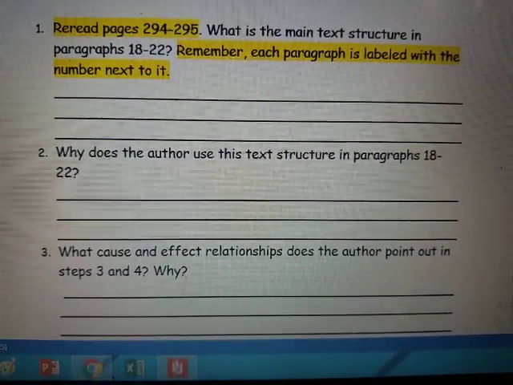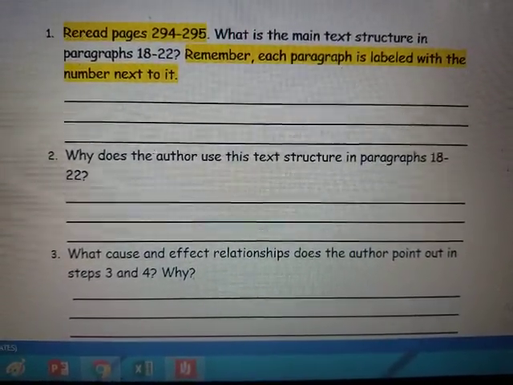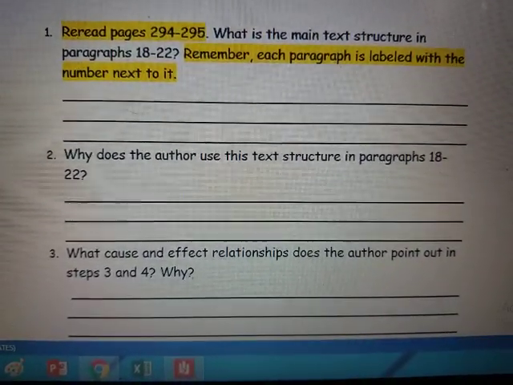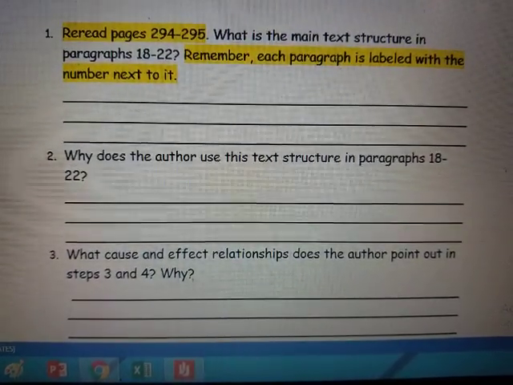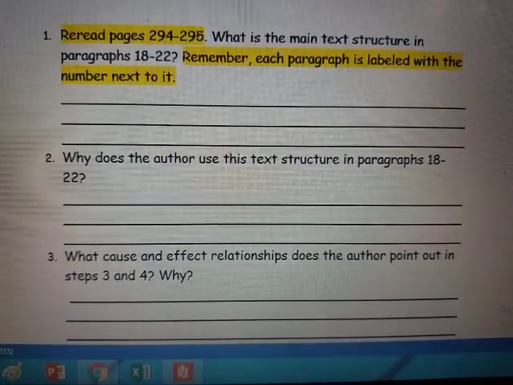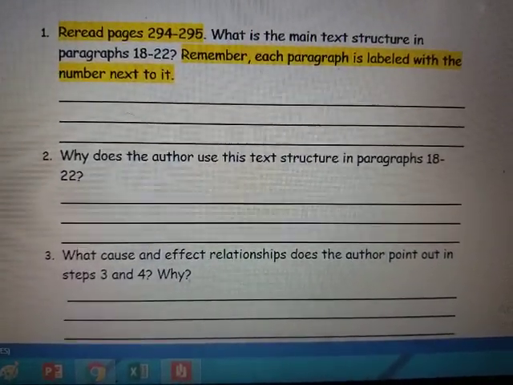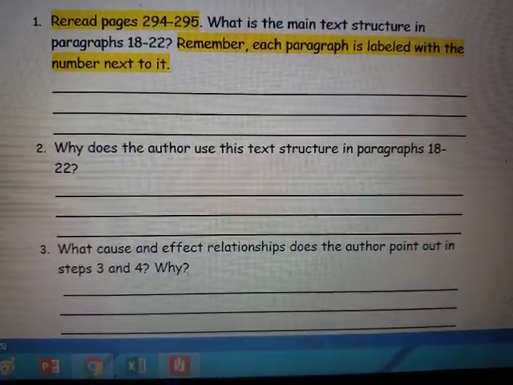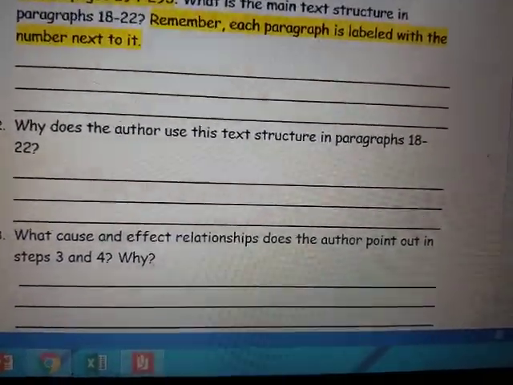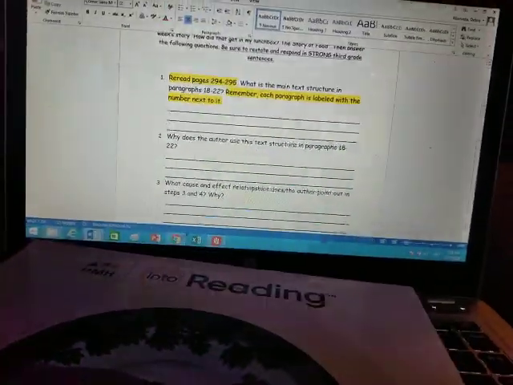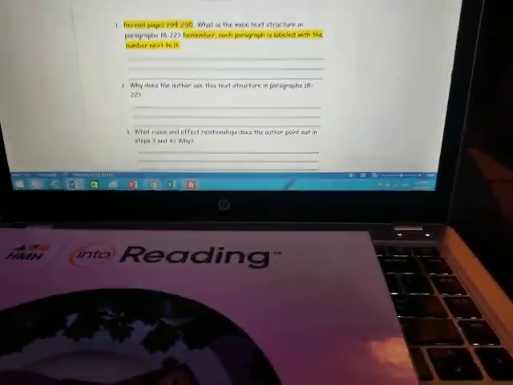So number 1 says to reread pages 294 and 295. What is the main text structure in paragraph 18 all the way to paragraph 22? Remember, each paragraph is labeled with a number next to it. So let's open up our MyBook and let's turn to page 294.